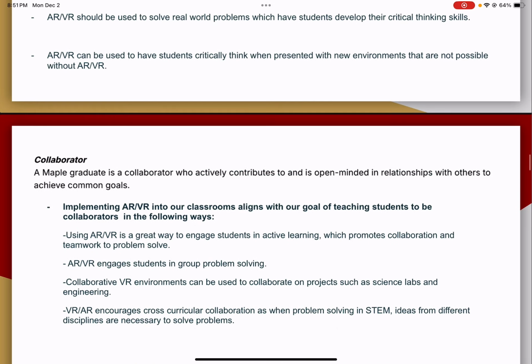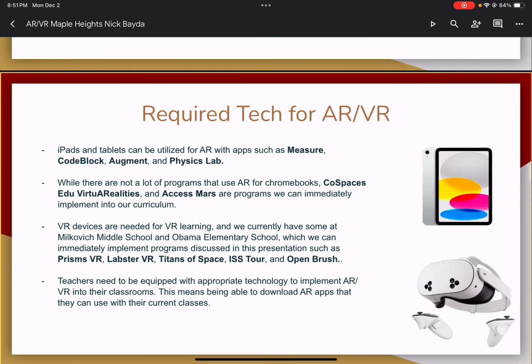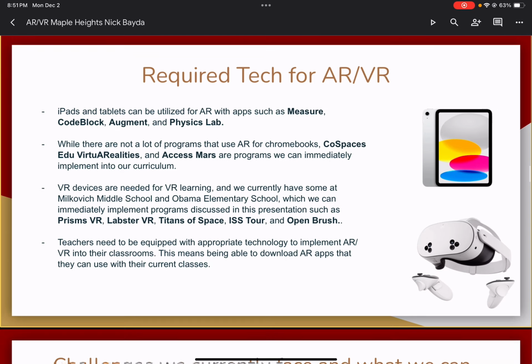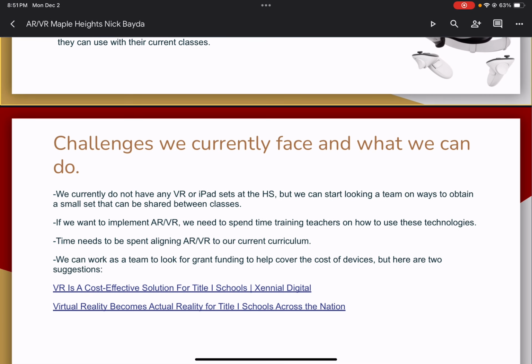So if you want to read more, you can check those out there. But the required tech for AR and VR, iPads and tablets are great for augmented reality. At Maple, we have Chromebooks, so there were a few Chromebook apps I did check out for augmented reality. And then for VR, you do need VR headsets. And while we don't currently have any at the high school, the middle and elementary school do have some as well. Some challenges we face are honestly right now just we don't have a lot of devices for our kids.